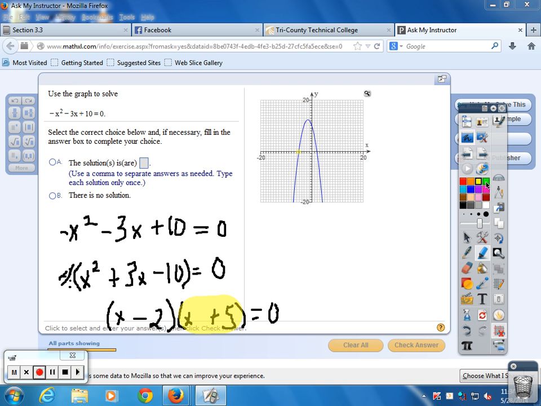Okay, and green will be this guy. And what's x minus 2 is equal to 0? What does that come out to be? 2. And that's your green.